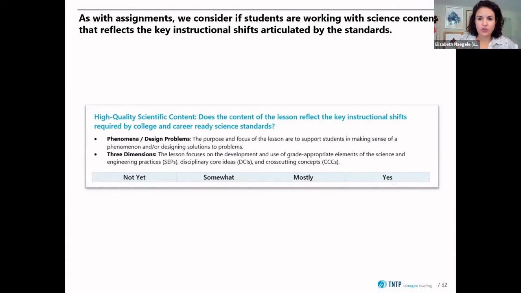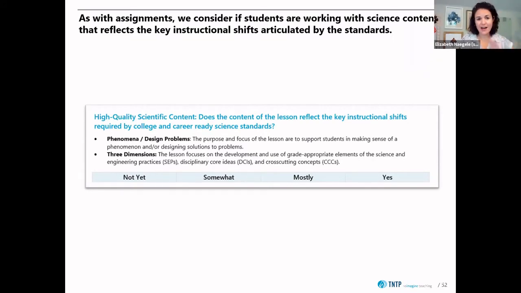We start here because we know that if students aren't working towards rigorous grade level standards, the rest of what's happening doesn't really matter. The standards build intentionally within the grade level and across the grade level to prepare students for college and career. And so we have to make sure that we're considering this first when we think about what excellent science instruction looks like.